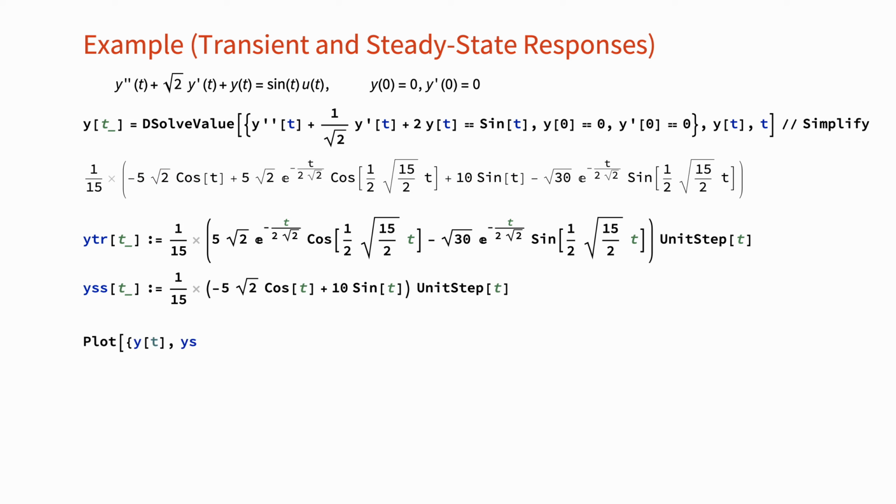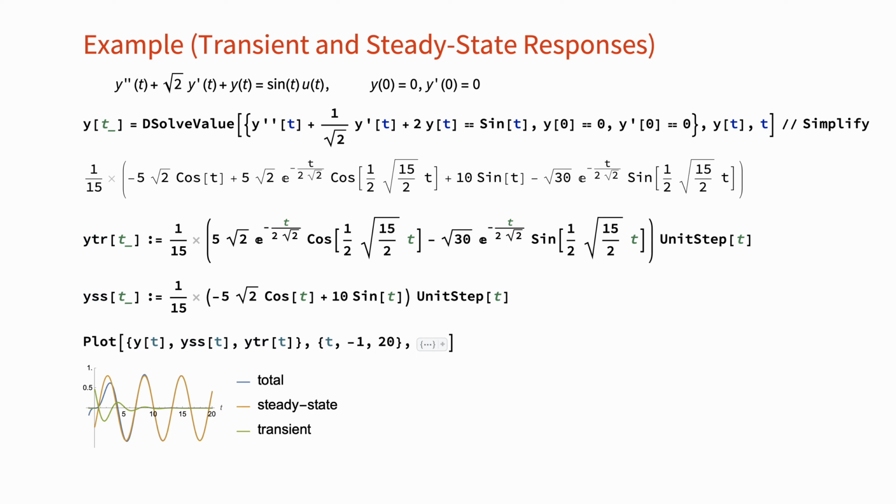Plotting the two parts together with the total solution, we can see how the transient response oscillates at first and decays exponentially to go to 0 eventually. And the steady state response is a constant oscillation, a sinusoidal with constant amplitude. And the total response becomes the steady state response after some time passes, but in the beginning has some oscillations.